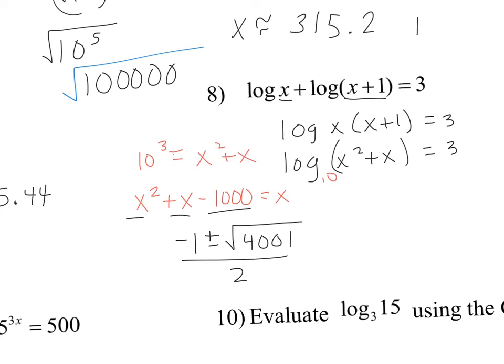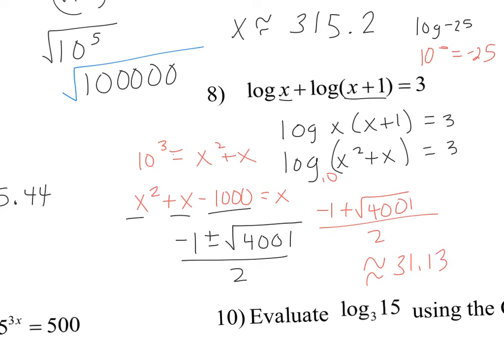Because remember we tried to do log, let's say negative 25, in one of our exercises. So we thought of, okay, 10 to the what power is negative 25, and we couldn't get anything, so that couldn't be a negative number. So my only positive answer is going to be exactly negative 1 plus the square root of 4001 over 2, which is approximately equal to 31.13. So I'm only taking the positive.